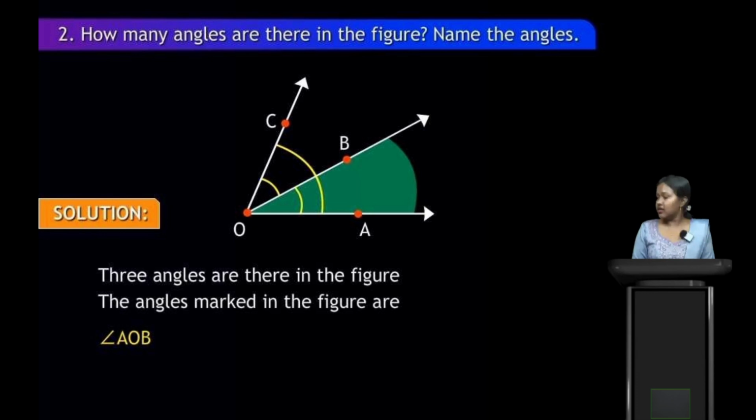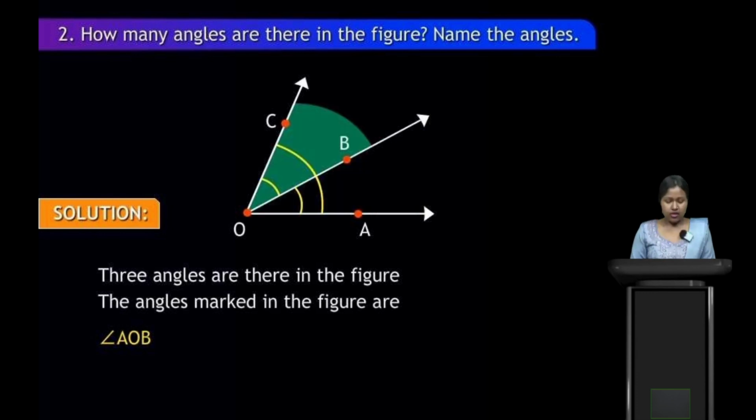Okay. Here in the green region, which angle is this? This is angle BOC. Okay. And next one is angle AOC. Very good, my dear students.